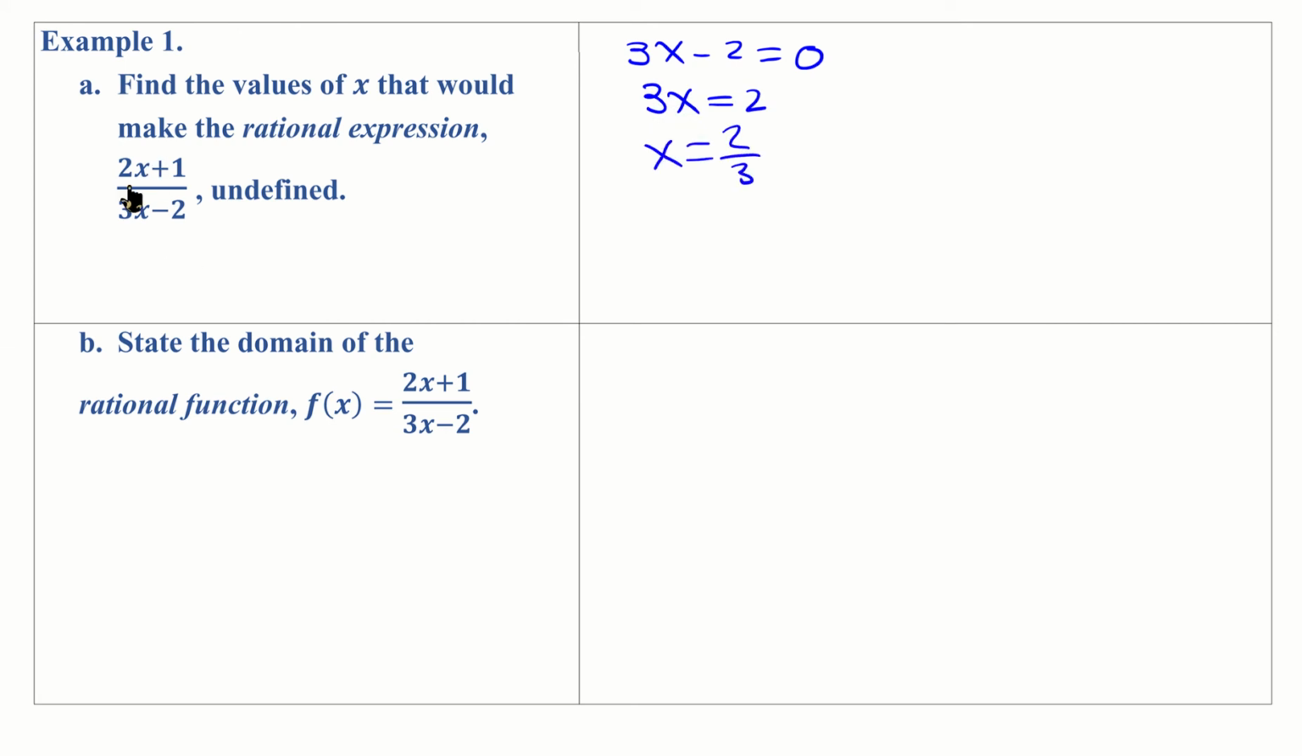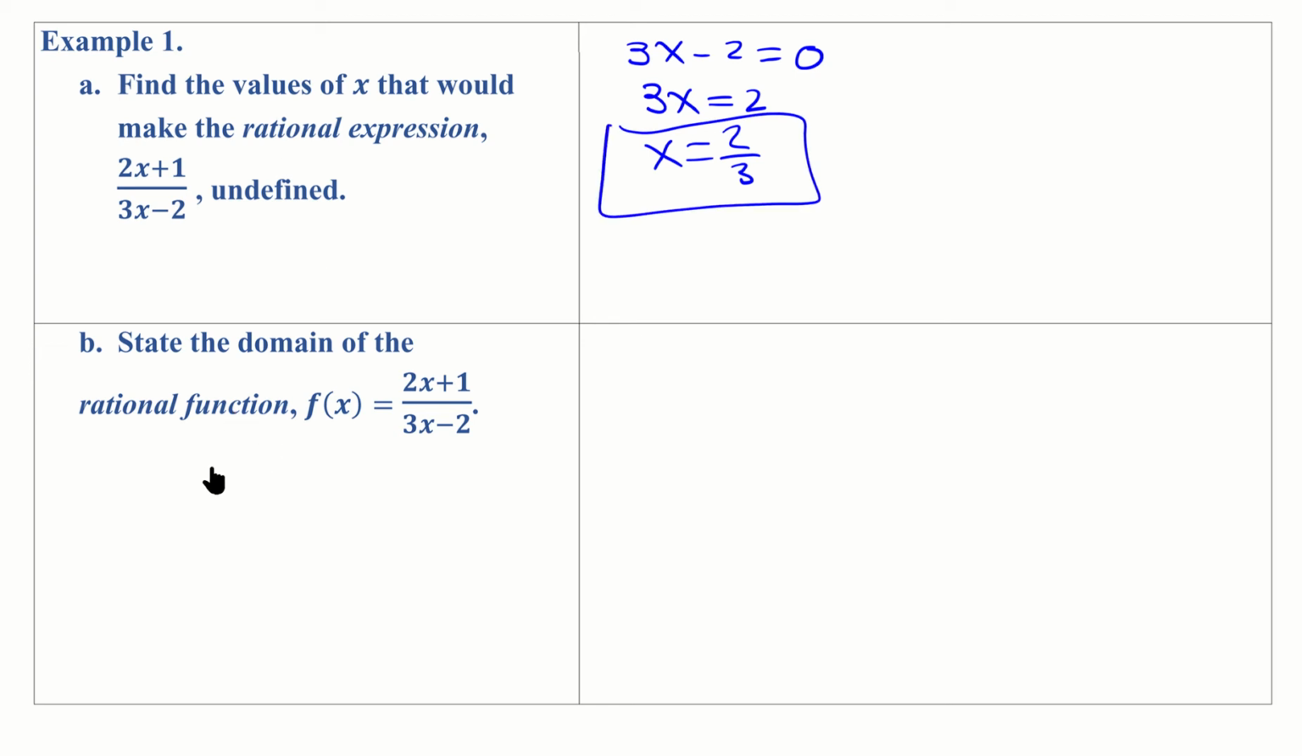So any value of x is okay to plug in as a substitute value in this rational expression, except for 2/3, because if you plug in 2/3, you get 3 times 2/3. The 3's cancel out, you just get 2 minus 2, which is 0. So that's why we do not want to use the x value, which is 2/3. So the answer, find the values of x that would make this rational expression undefined, would simply be x equals 2/3.